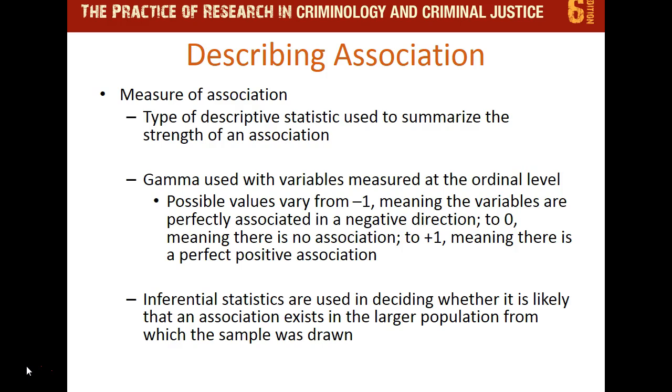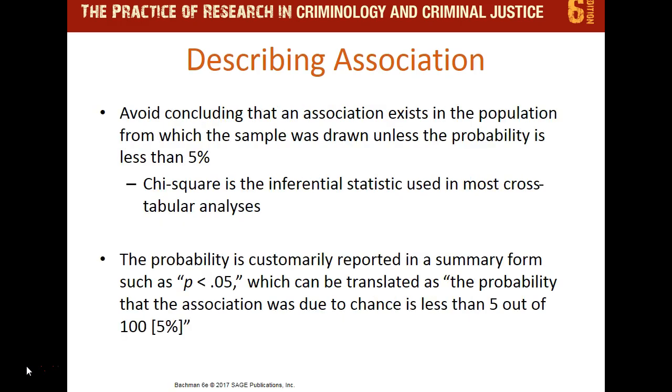Inferential statistics are used in deciding whether it's likely that an association exists in the larger population from which the sample was drawn, so that we know the results of our sample analysis can be inferred to the bigger population. You want to avoid concluding that an association exists in the population from which the sample was drawn unless the probability is less than 5%.